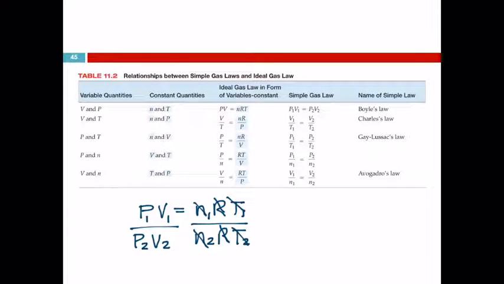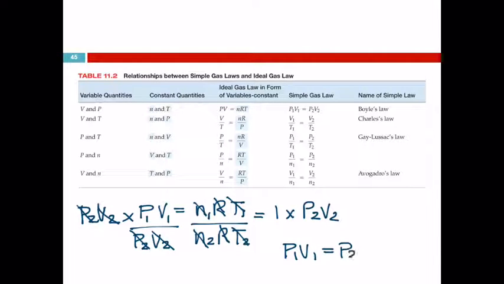So what does all that equal to? 1. It's not equal to 0, it's equal to 1. Anything divided by itself is 1. So there I've got P1V1 over P2V2 equals 1. Well, if I multiply both sides by P2V2, then these P2's cancel, the V2's cancel. And what am I left with? P1V1 equals P2V2. Boyle's law.